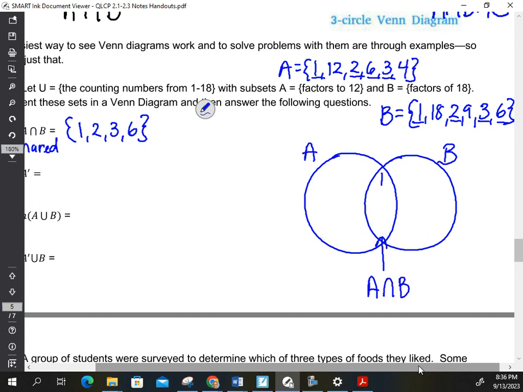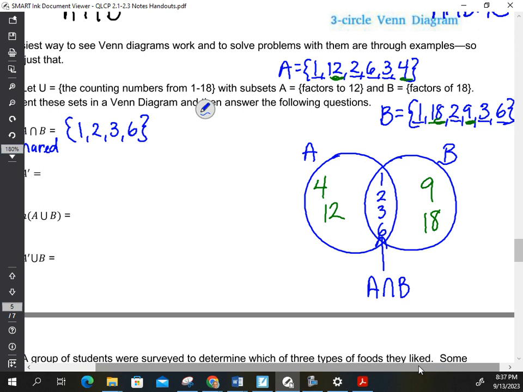So that's 1, 2, 3, and 6 going there. So that means the other numbers that didn't get shared go in the other parts of the circle. So for set A, 4 and 12 didn't get shared, so put 4 and 12 in the other part of circle A. For circle B, 9 and 18 didn't get shared, 9 and 18. So there you have it. So we have our Venn diagram.